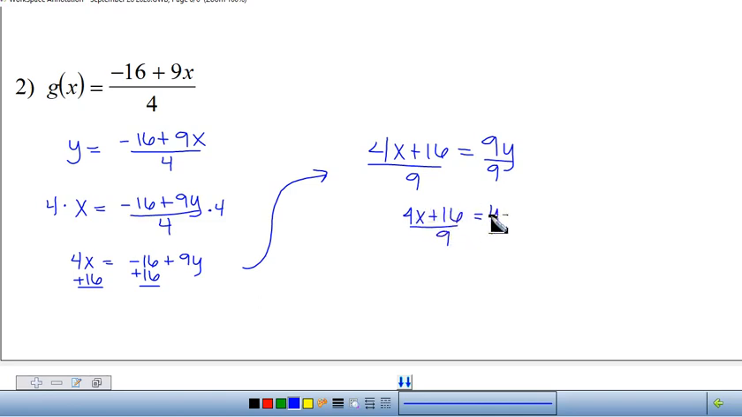Now don't forget, let's denote that this is the inverse by putting a negative 1. Sometimes you might see this answer split. It is okay to do that also. You could write this as 4x over 9 plus 16 over 9. These are equivalent answers.